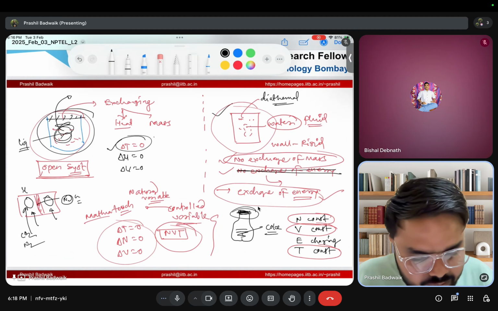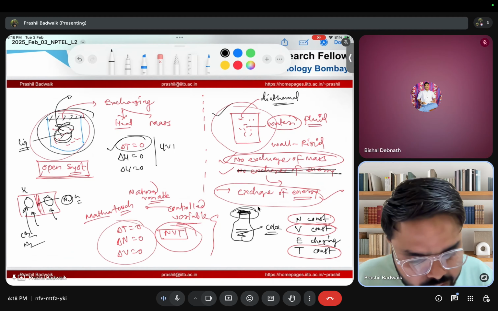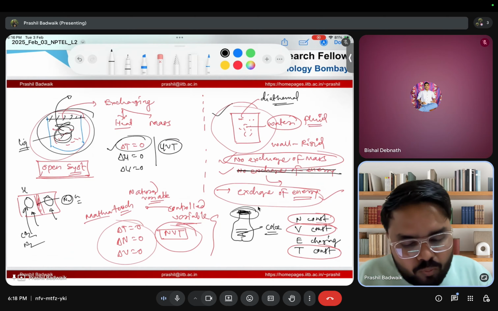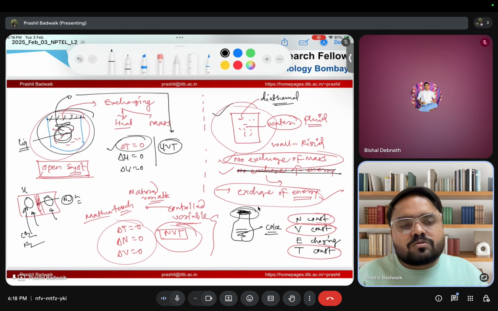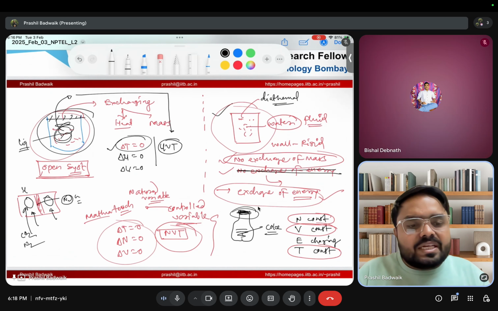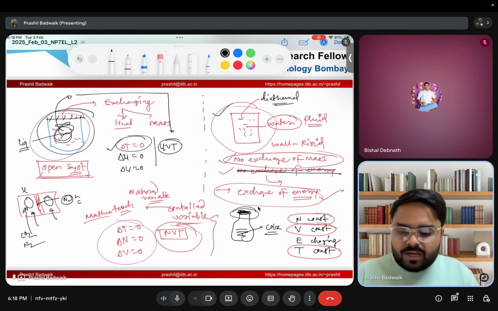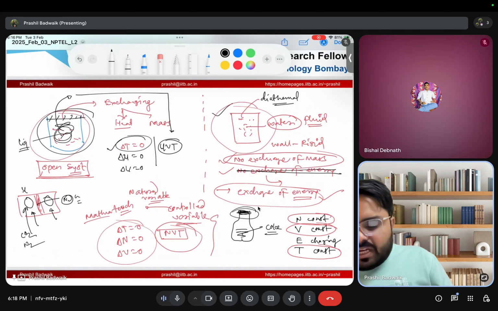So what is this system? Mu VT. This open system here is called mu VT. What we are doing is just representing these things in mathematics, which will be useful for us to perform theoretical calculations and computer simulations. Okay, so that we have covered.